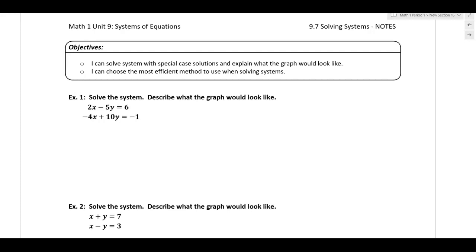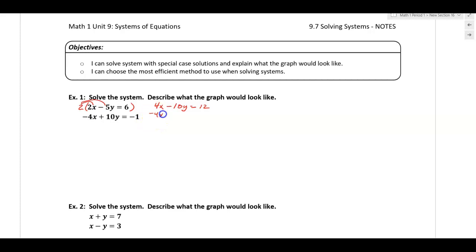So right here, when I look at example 1, I notice when I add the x's, I don't get 0. When I add the y's, I don't get 0. But I know I could easily change this 2x into a 4x by multiplying this entire equation by 2. Because now 2 times 2x is 4x. 2 times negative 5 is minus 10y. Equals 2 times 6 is 12.